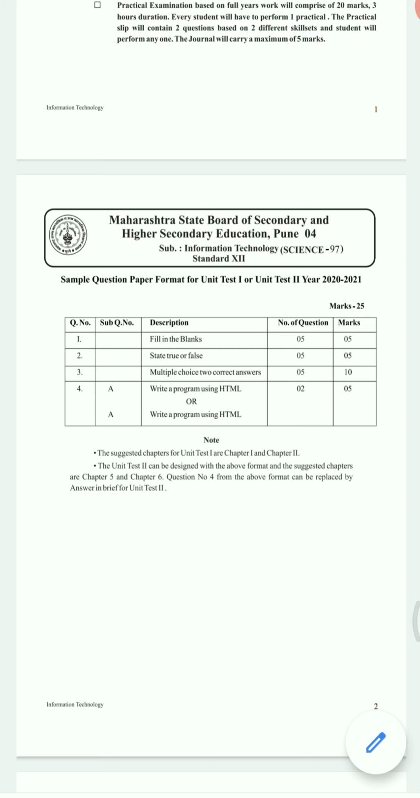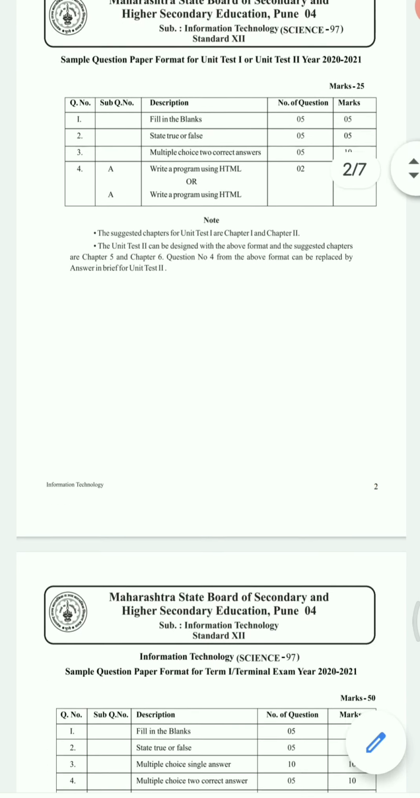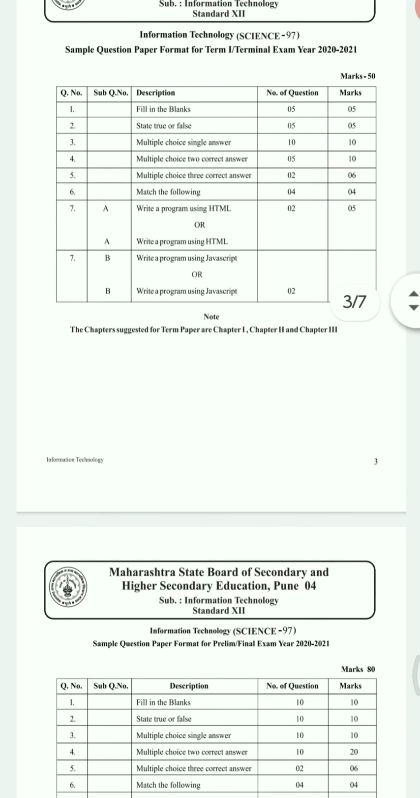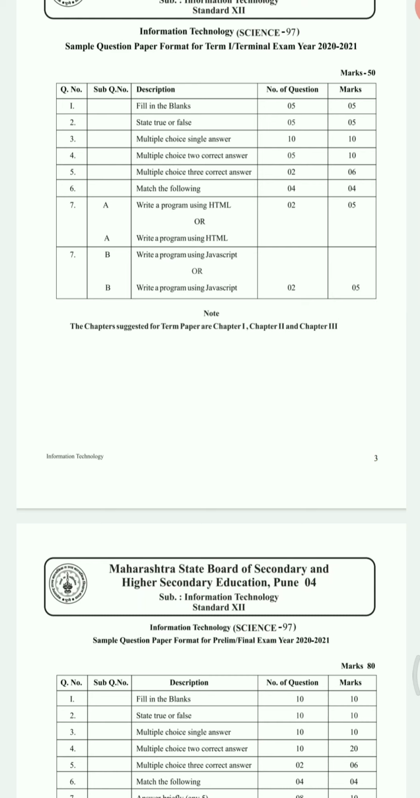And the last question is write a program using HTML. Two programs will be given to you, and out of that you have to solve only one, which will be for 5 marks. For this particular unit test 1, chapter 1 and chapter 2 are the suggestion given by the Maharashtra State Board.